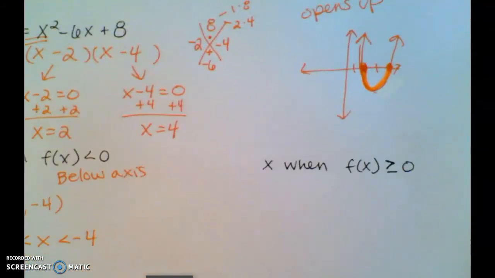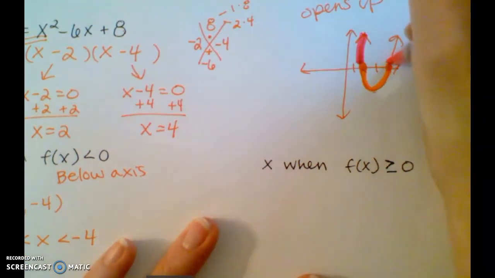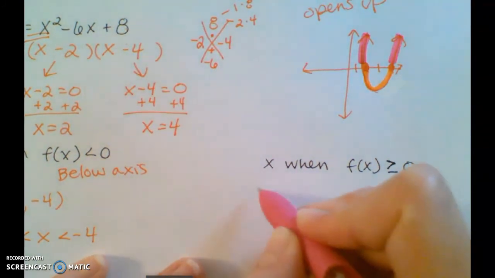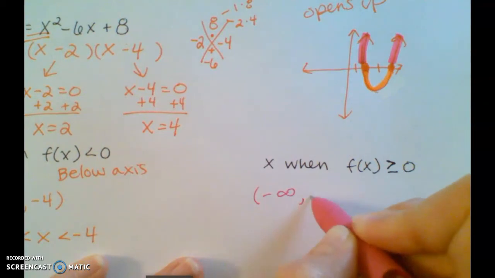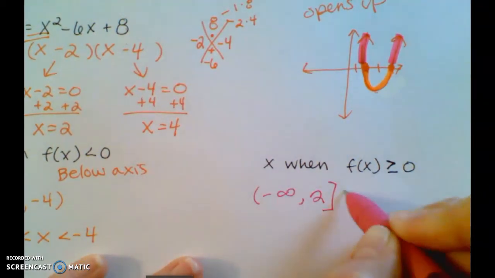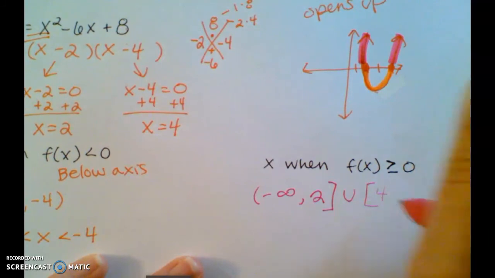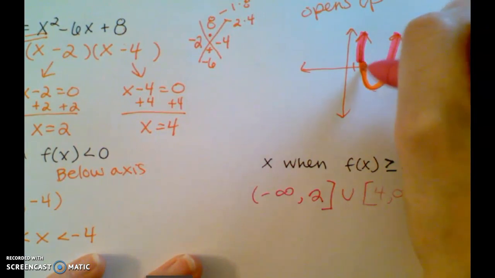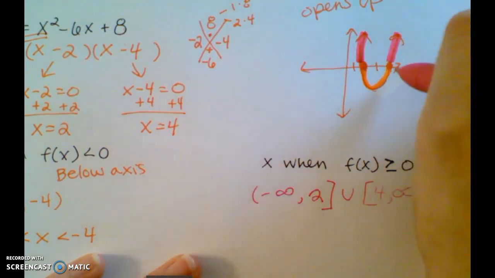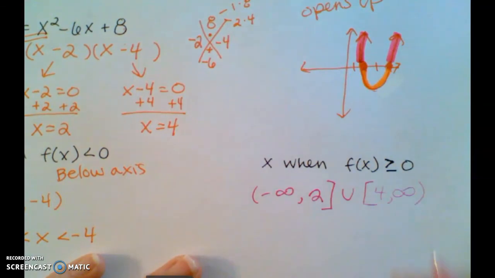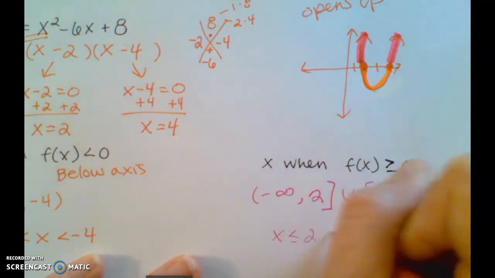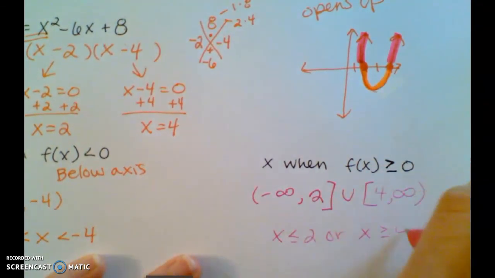Last one, what are the values of x when f of x is greater than or equal to 0? That's going to be this section and this section. So that means we're going to have two separate ones. We're going to have -infinity to 2 with a bracket, and then 4 to infinity with a bracket on that 4, because we are starting from -infinity to here, and then from here to infinity. And then, of course, we could write this as x is less than or equal to 2, or x is greater than or equal to 4.